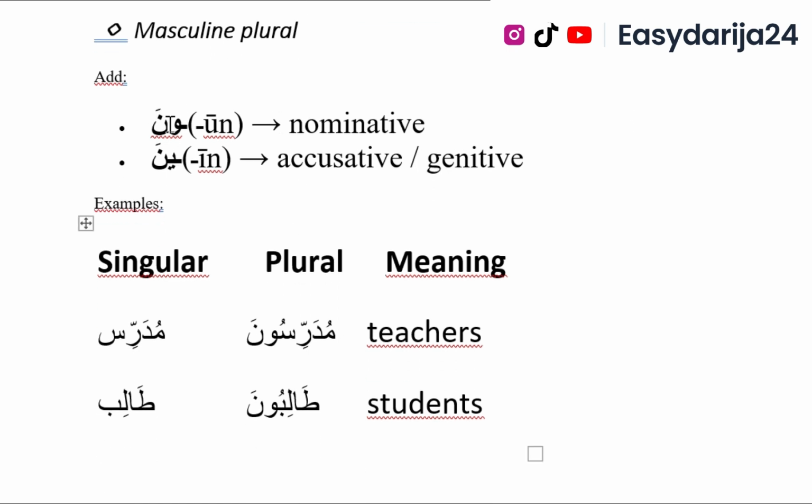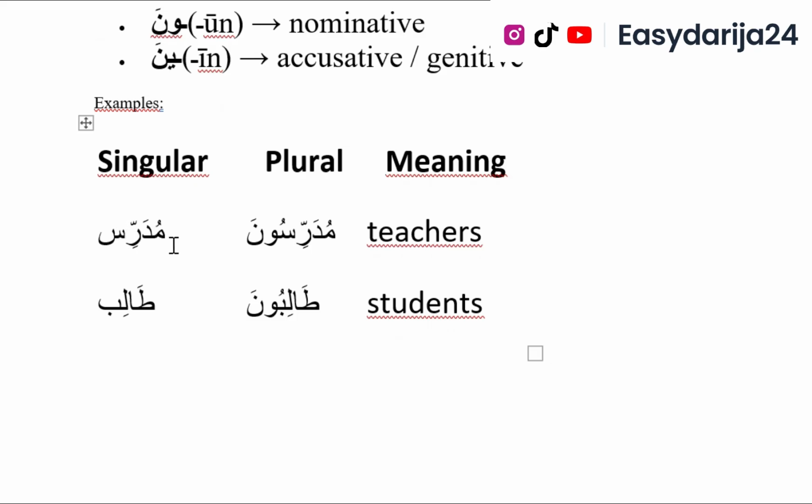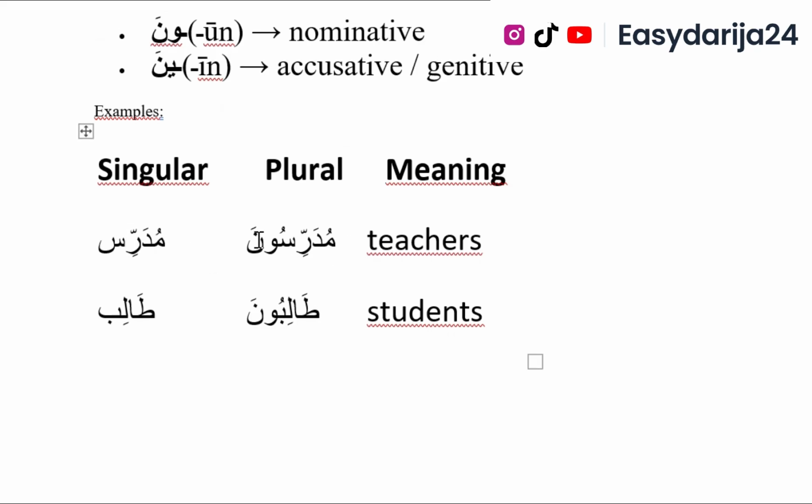So as you see here, you can add waw and noon, where waw is a long vowel, and you can add ya as the long vowel as well. So un or in. Let's see these examples. مدرس, مدرسون. So imagine this is the nominative case. We have added here to مدرس waw and nun, waw the long vowel, and na.